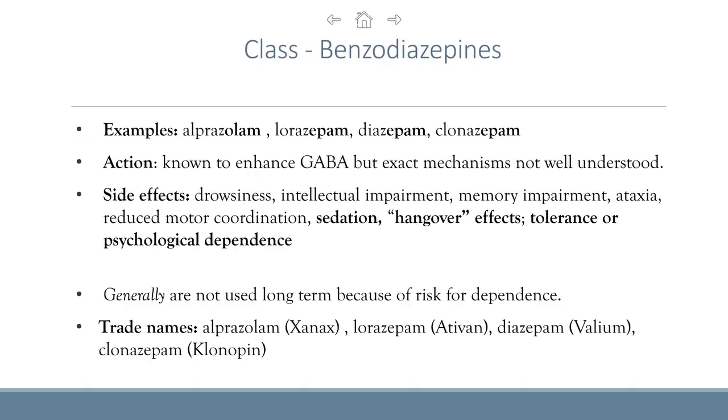Its side effects: drowsiness, intellectual impairment, memory impairment, ataxia, so their gait is off, reduced motor coordination, sedation or a hangover effect. Tolerance or psychological dependence can occur, so these are highly addictive. They're generally not used for long periods of time because of their risk for dependence.